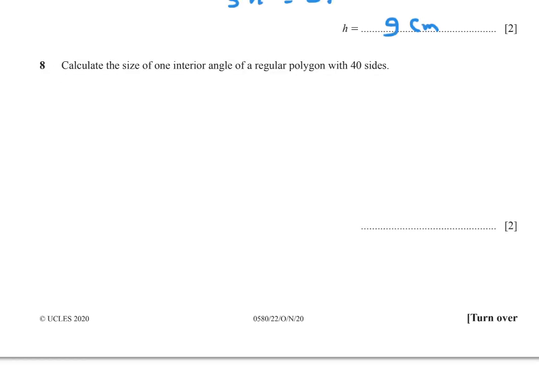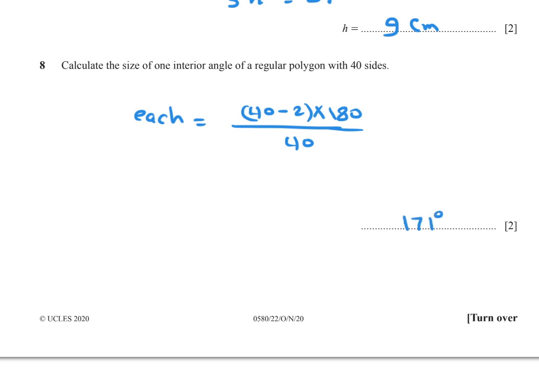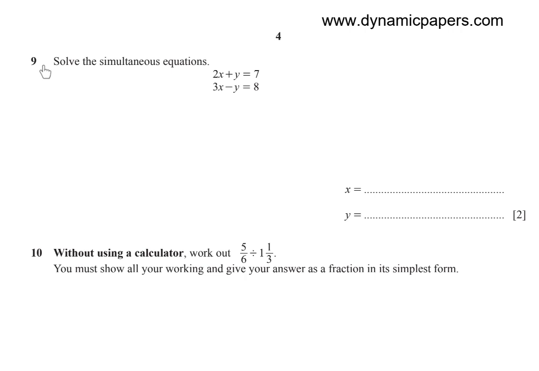Number 8, calculate the size of one interior angle of a regular polygon with 40 sides. To find each interior angle, n minus 2, so 40 minus 2, times 180, divide by n, so divide by 40, equals 171 degrees.